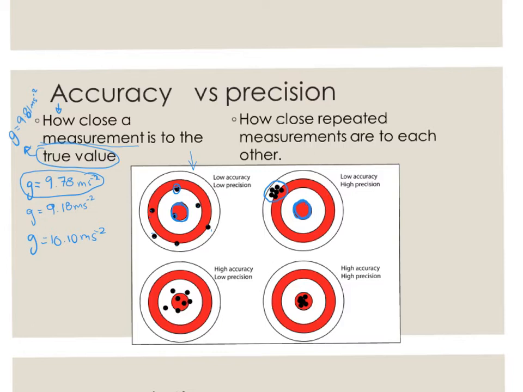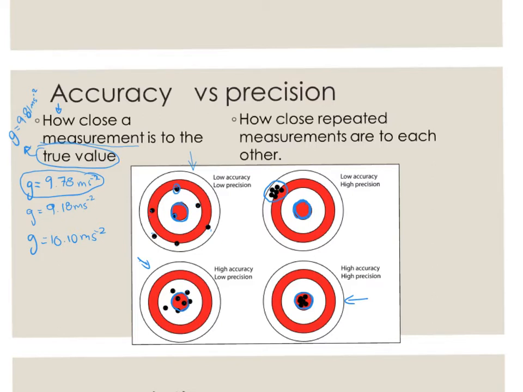Then we go to this corner at the bottom here. We look at this diagram. A lot of the measurements we made are in the bullseye center, so near the true value, so we have high accuracy, but the measurements themselves are quite spread around, so they have low precision. And then the last one is like the ideal experimental result that you would want to get, but that doesn't always happen, hence why we need to be able to talk about accuracy and precision. All of the measurements are at the bullseye, so very high accuracy, and all of the measurements are very close to each other, so high precision.